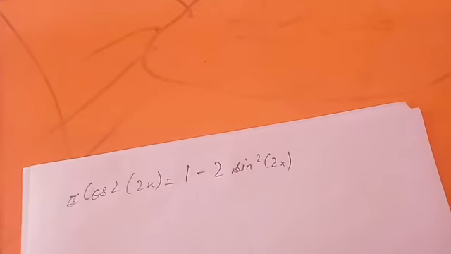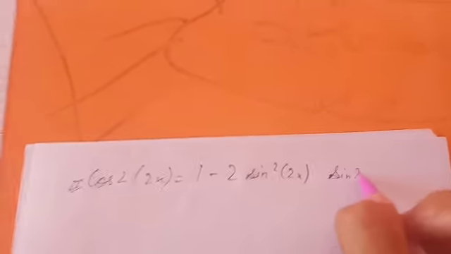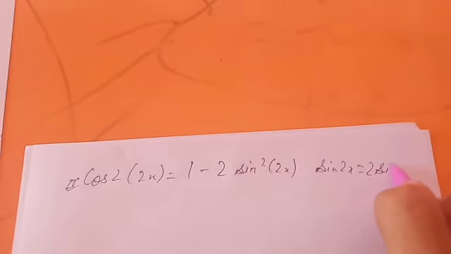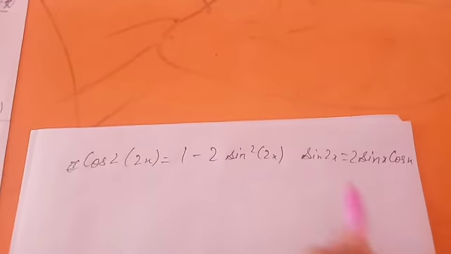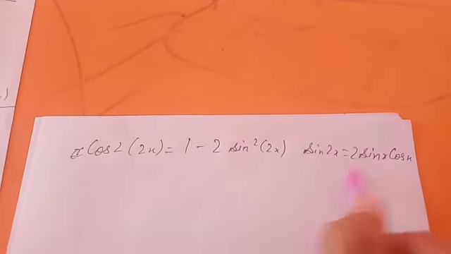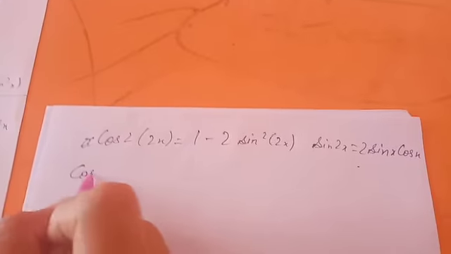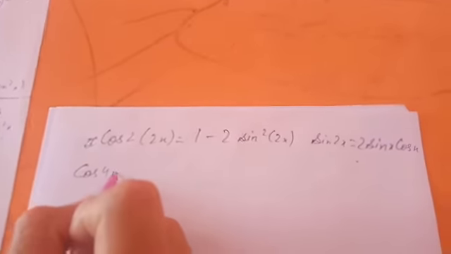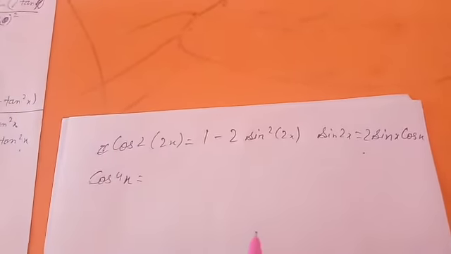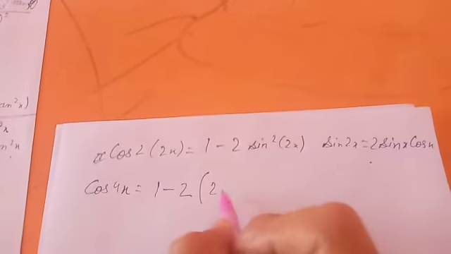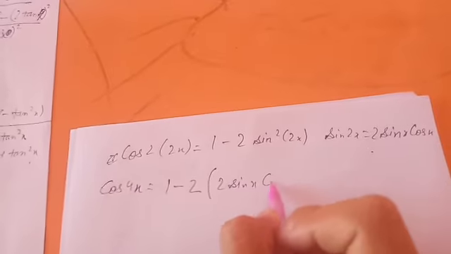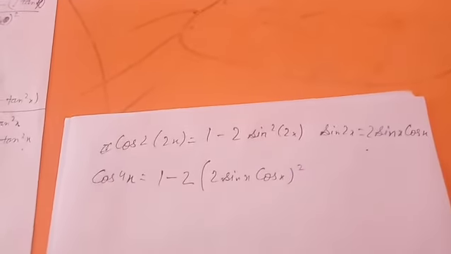Now we have sin 2x, and what is the formula of sin 2x? Sin 2x is equal to 2 sin x cos x. So in place of sin 2x we will use this formula. So what we get, cos 4x equal to 1 minus 2 into 2 sin x cos x whole square.